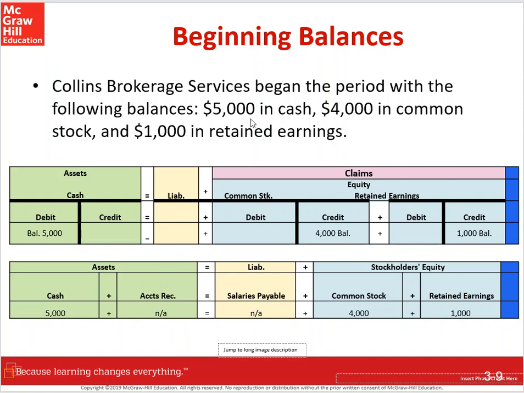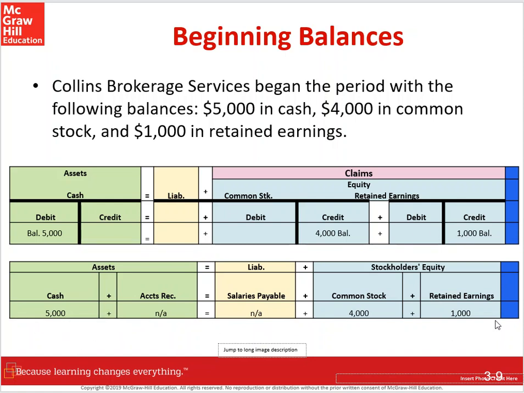But if we were to put this into T account form, we see we've got cash with a debit balance on the left side. Okay, and again, debits are always going to be on the left, credits are always going to be on the right. That's just something you need to know. Under common stock, we have 4,000 on the credit side, and under retained earnings, we have 1,000 on the credit side. So we've got a debit of 5,000 equals credits of 4,000 plus 1,000. And we also see that we're in balance overall. 5,000 equals 4,000 plus 1,000.